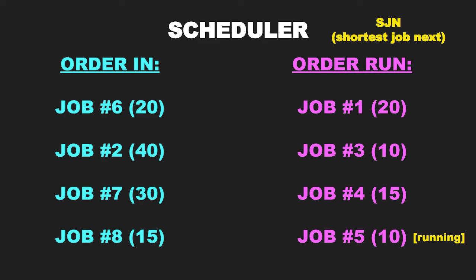So you can see here that if at least one job with a runtime shorter than 40 comes in every time a job is running, then job number 2 may never run. If the job that comes in is always shorter, it will never be chosen by the scheduler because the scheduler is always going to choose the shortest one available. And this is starvation in action.